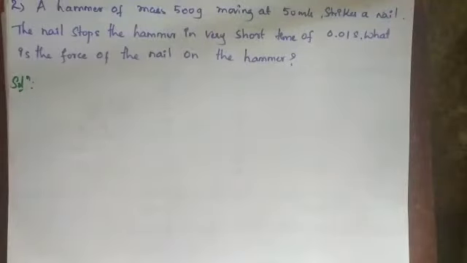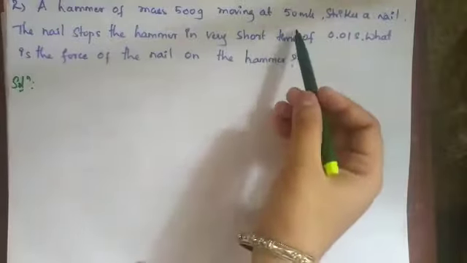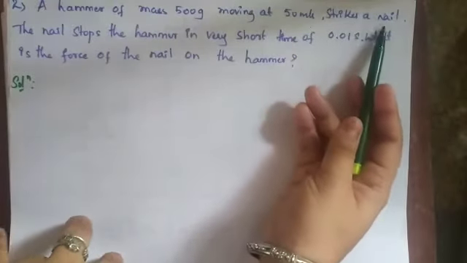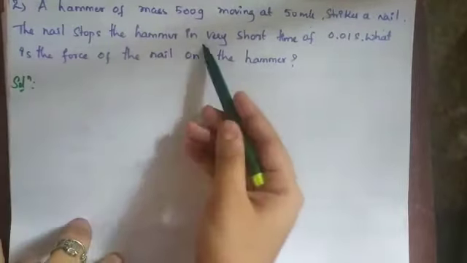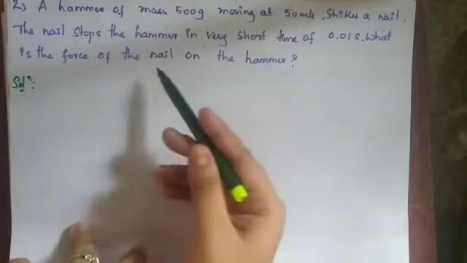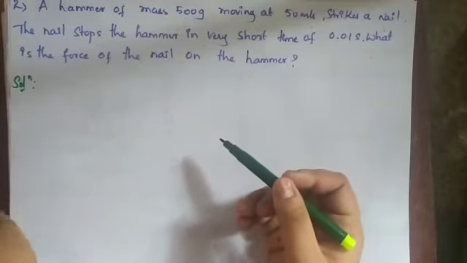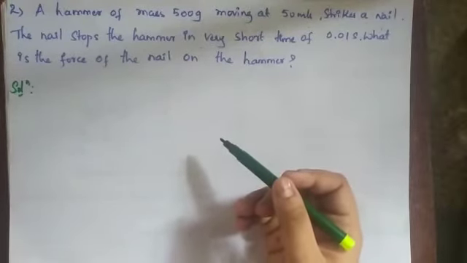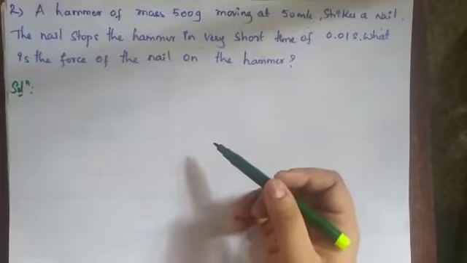So second problem: a hammer of mass 500 gram moving at 50 meter per second strikes a nail. The nail stops the hammer in a very short time of 0.01 second. What is the force of the nail on the hammer? Like in the previous video, we have discussed a problem similar to this one.